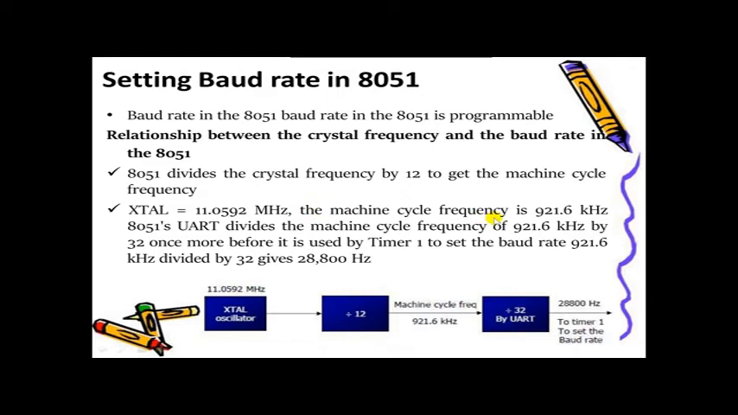The machine cycle frequency is 921.6. How do we get this? The 11.0592 megahertz crystal oscillator frequency is divided by 12. The machine cycle frequency will be 921.6 kilohertz, and again it is divided by 32 by the UART, so that we get 28,800 hertz. Okay, this will be fed to timer 1 to set the baud rate. We know that in 8051 we have two timers, timer 0 and timer 1.